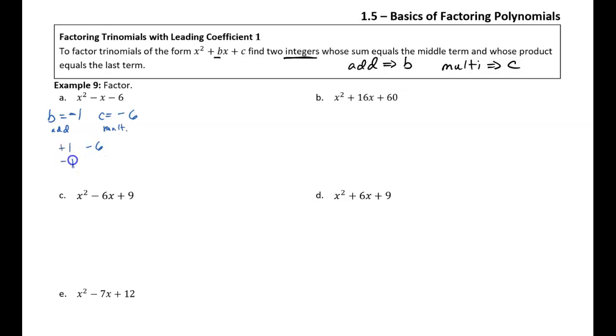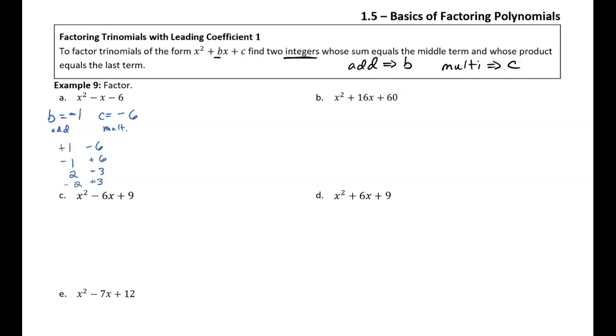So if I wanted to list out some factors of that 6, I can do 1 and negative 6, or it could be negative 1 and positive 6. But I also have 2 and negative 3, and then negative 2 and positive 3. So again, we're practicing our factor values of numbers. I think that's it. Those are all my possible factors to get -6 when we multiply.